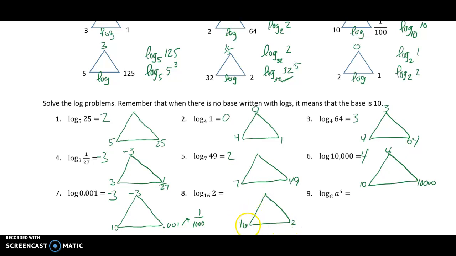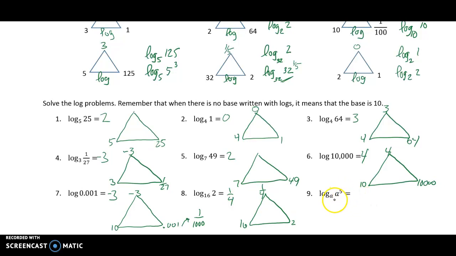16 and 2. 16 to what power is 2? Well, that got smaller, so I know I'm really taking a fractional exponent. So I got to look at, if I multiply 2 by itself, how many times do I have to do it to get to 16? So I know it's 4, so I've really got to take the 4th root of that 16. If I went to the 1/4 power, that's really thinking like the 4th root of 16 is 2. So this answer is 1/4.